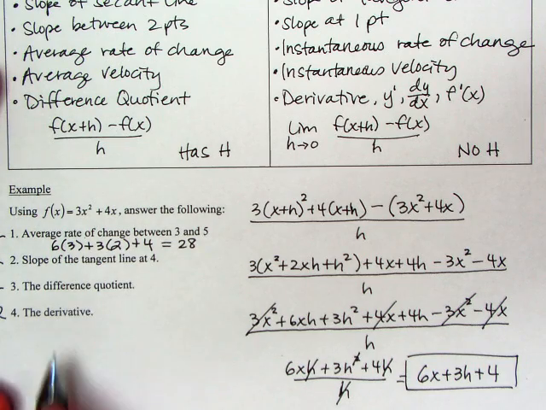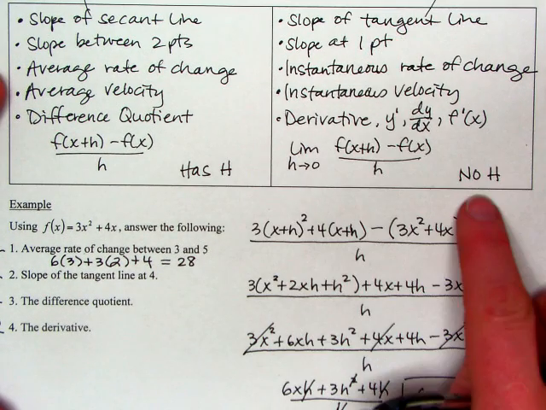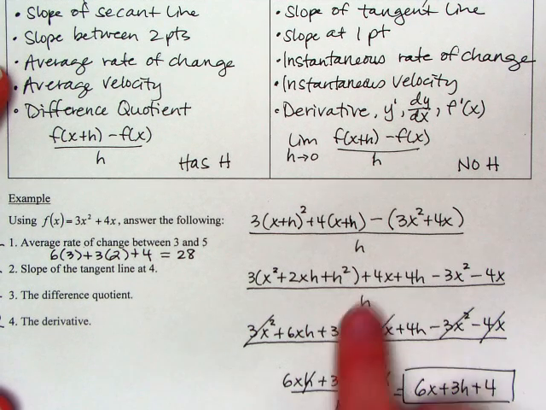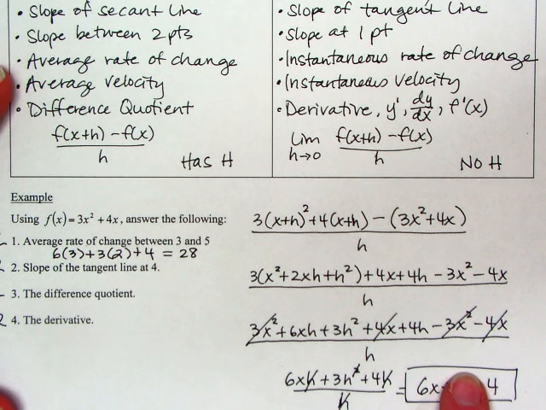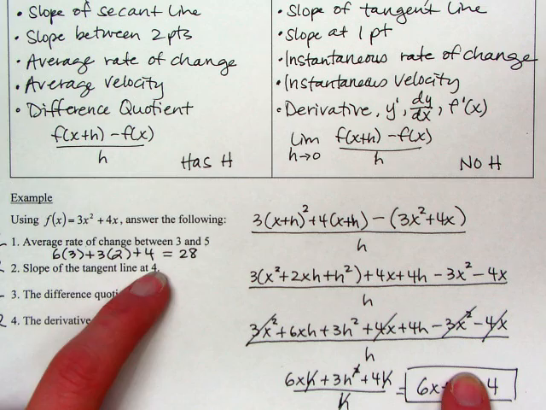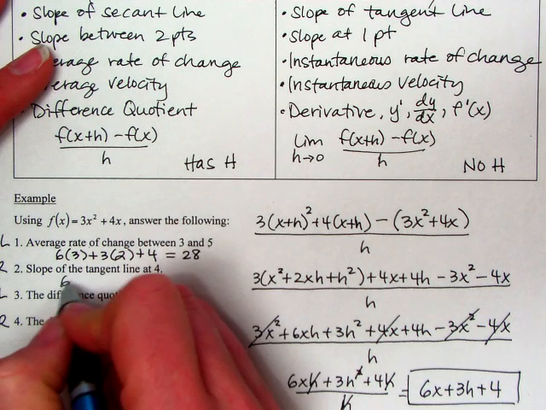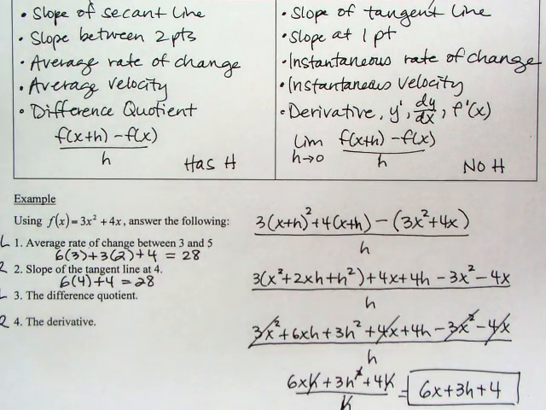Next up, slope of the tangent line. Tangent line is a right box item, which means I need to get rid of the h's. Using the exact same formula, I don't need to do this again. I just need to eliminate the h's. So I'm looking at 6x plus 4, which leaves me one variable, which is convenient because I only have one number to plug in. So 6 times 4 plus 4, again, happens to be 28. Coincidence. Next it says the difference quotient.